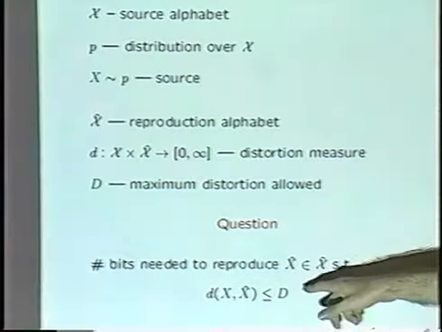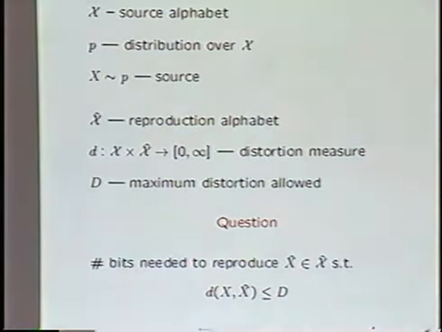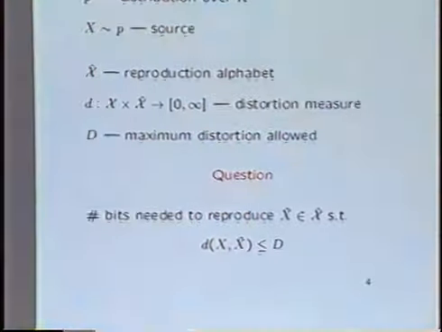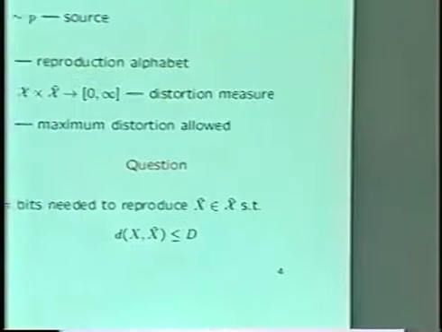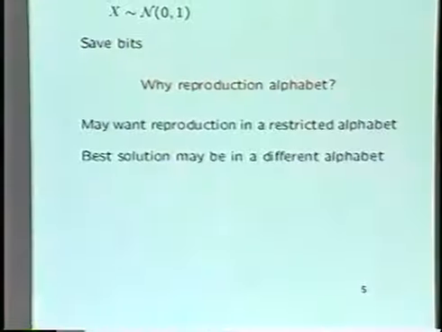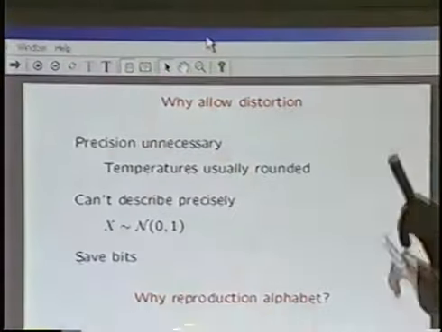So if you let d equal 0, then you're back to the original problem, because then you allow yourself 0 distortion, and you want to reproduce x exactly. All right. Now you can ask, why should we allow this distortion?